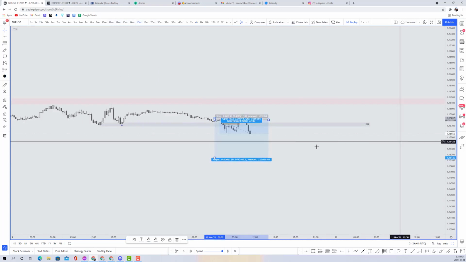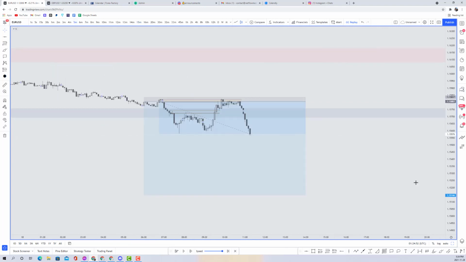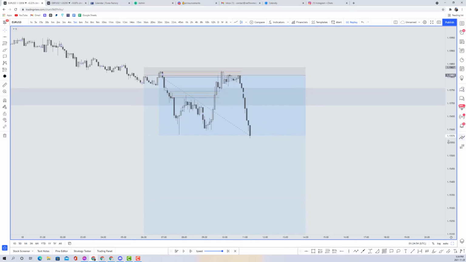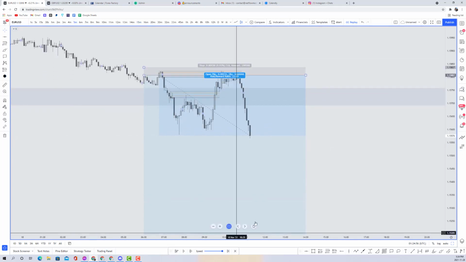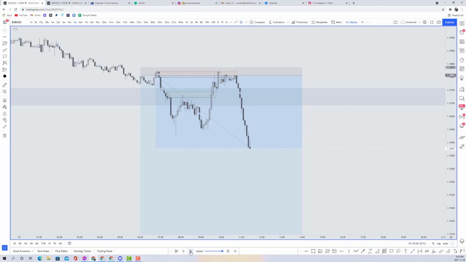But back to the 15 and 5-minute side of things. Let's see if we can scale in once again. So just kind of play price forward a bit, and usually when the New York volume kicks in, there should be another entry opportunity.